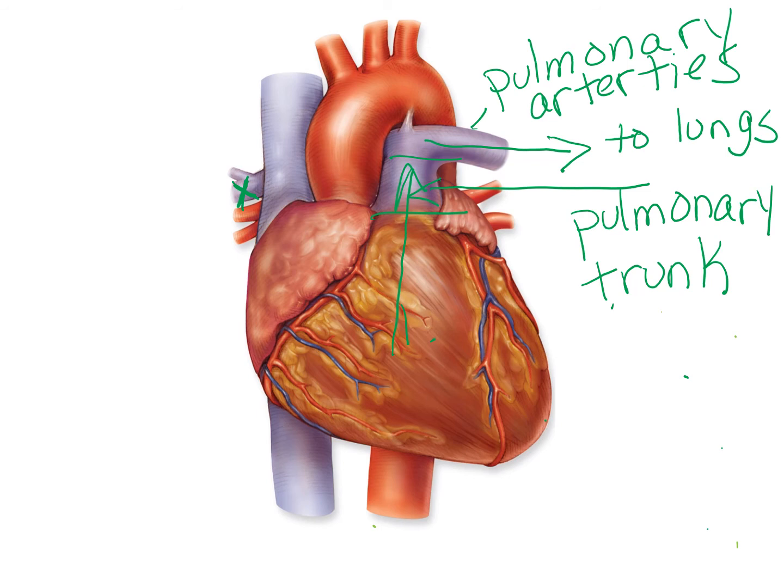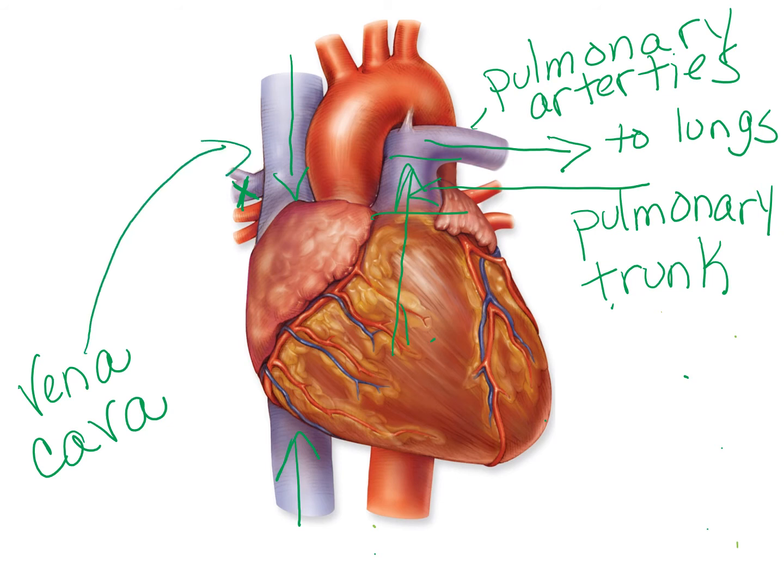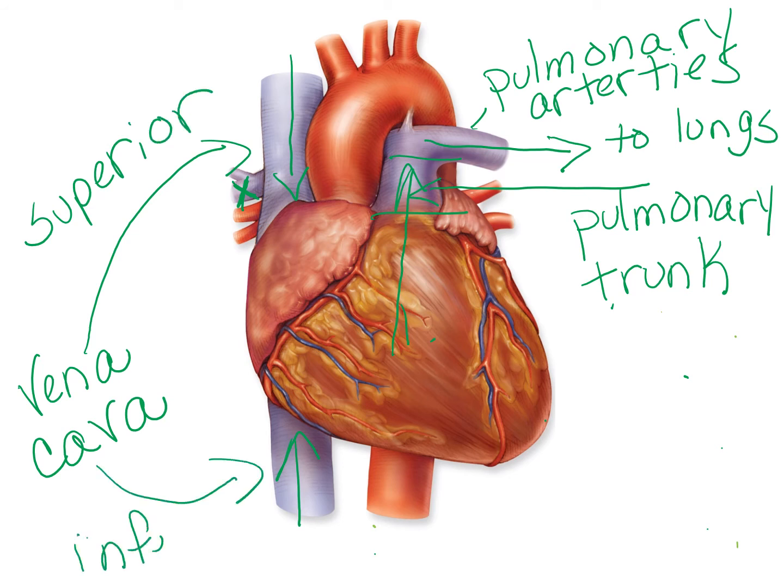The other blue vessels we see in this picture are these two, and these are bringing blood into the right atrium. And this is the vena cava. It's a systemic vein, deoxygenated blood. Above the heart, there's the superior one. Below is the inferior one. And we're going to see the inferior one all the way down into the abdomen. Okay, so vena cava, again, systemic vein, pulmonary artery, pulmonary trunk, and then the two pulmonary arteries.